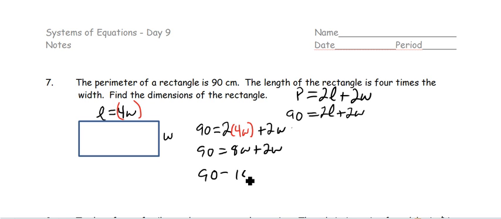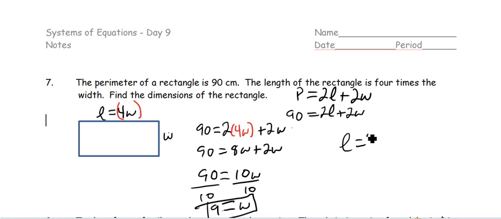90 equals 10W. Divide by our coefficient. And that means our width equals 9. So here is part of our answer. This, and I can plug that back into here. So my length equals 4 times 9. So my length equals 36. That's substitution.